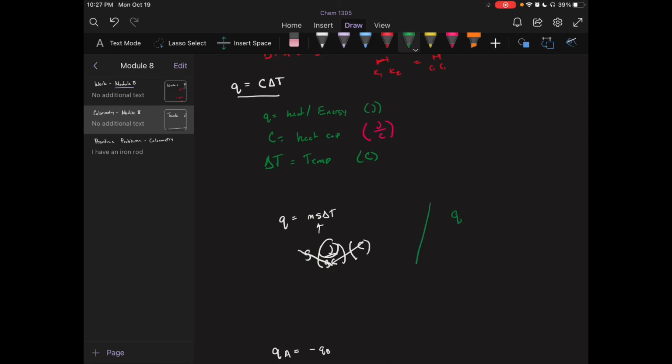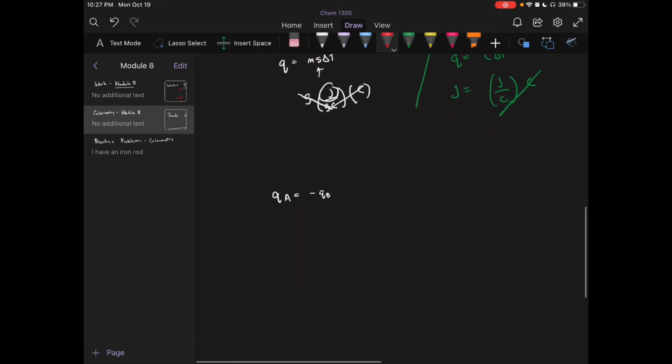Versus if we do the Q equals C delta T equation, then we see that joules is equal to joules over Celsius times Celsius, right? And they just cancel out, leaving joules and joules. So just remember that this heat capacity is for the entire mass, right? And so mass is already within this, and specific heat capacity is only for 1 gram of the substance.